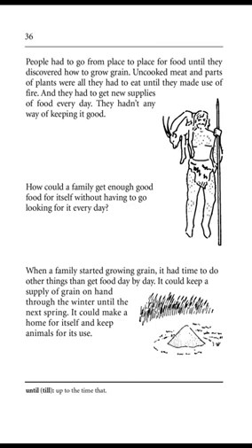How could a family get enough good food for itself without having to go looking for it every day? When a family started growing grain, it had time to do other things than get food day by day. It could keep a supply of grain on hand through the winter until the next spring. It could make a home for itself and keep animals for its use.